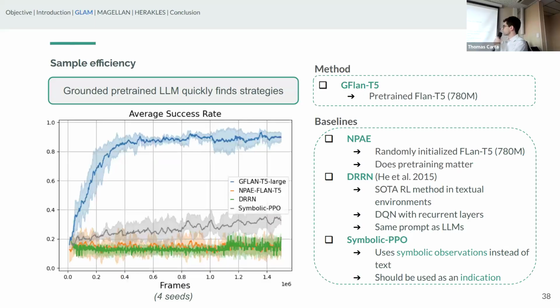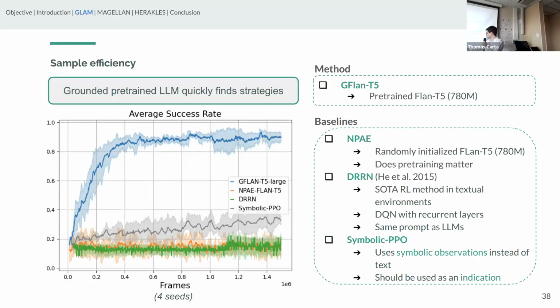We observe the evolution of the average success rate of our method, called here GFlan-T5, because it's GLAM applied to a pre-trained Flan-T5 LLM. And we compare it to 3 baselines. First, NPAE, which is the same setup as GLAM GFlan-T5 but with randomly initialized weights, just to see if the results here are due to the size of the network. We also compare it to DRRN, a state-of-the-art RL method in textual environments, and we pass to it the same prompt as the LLM in GFlan-T5.